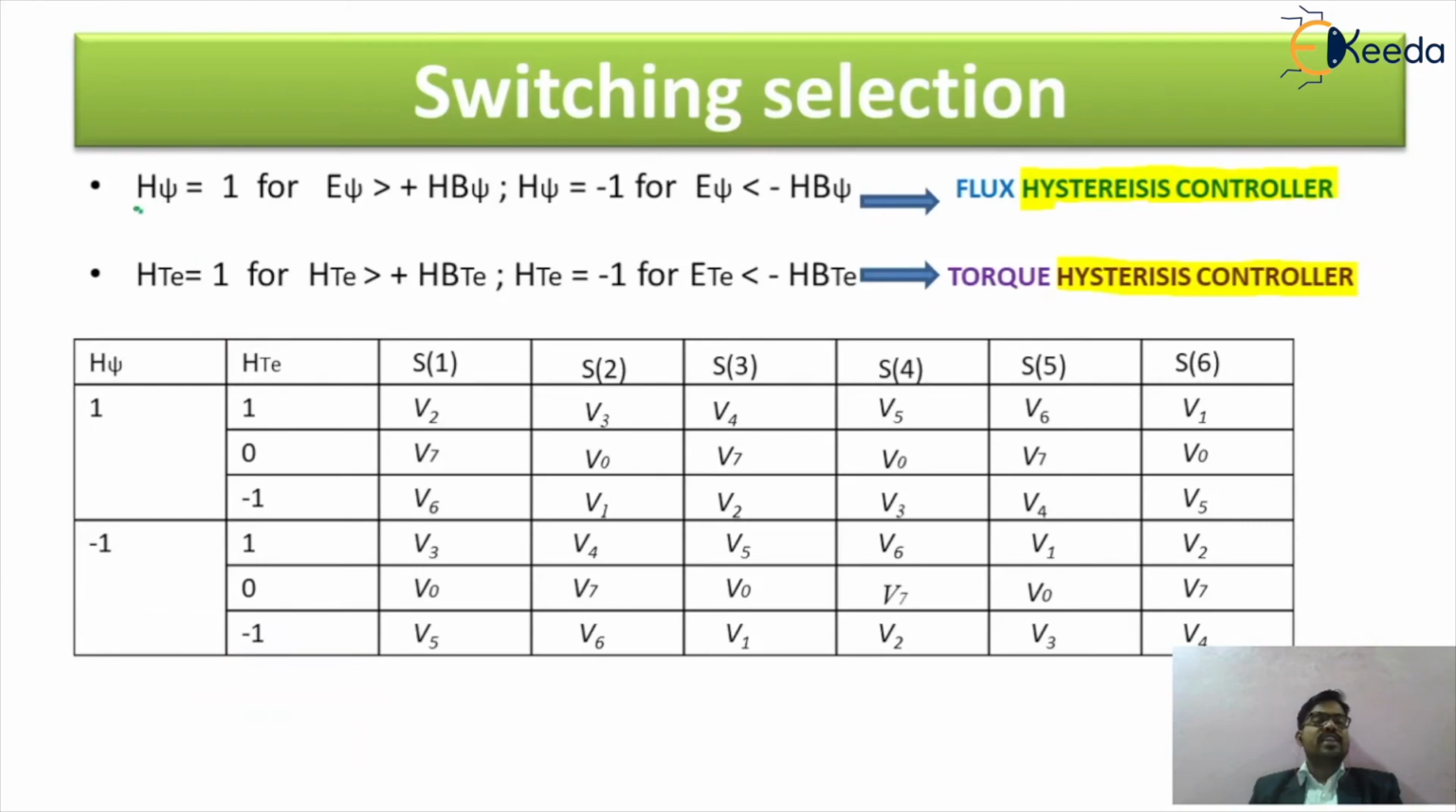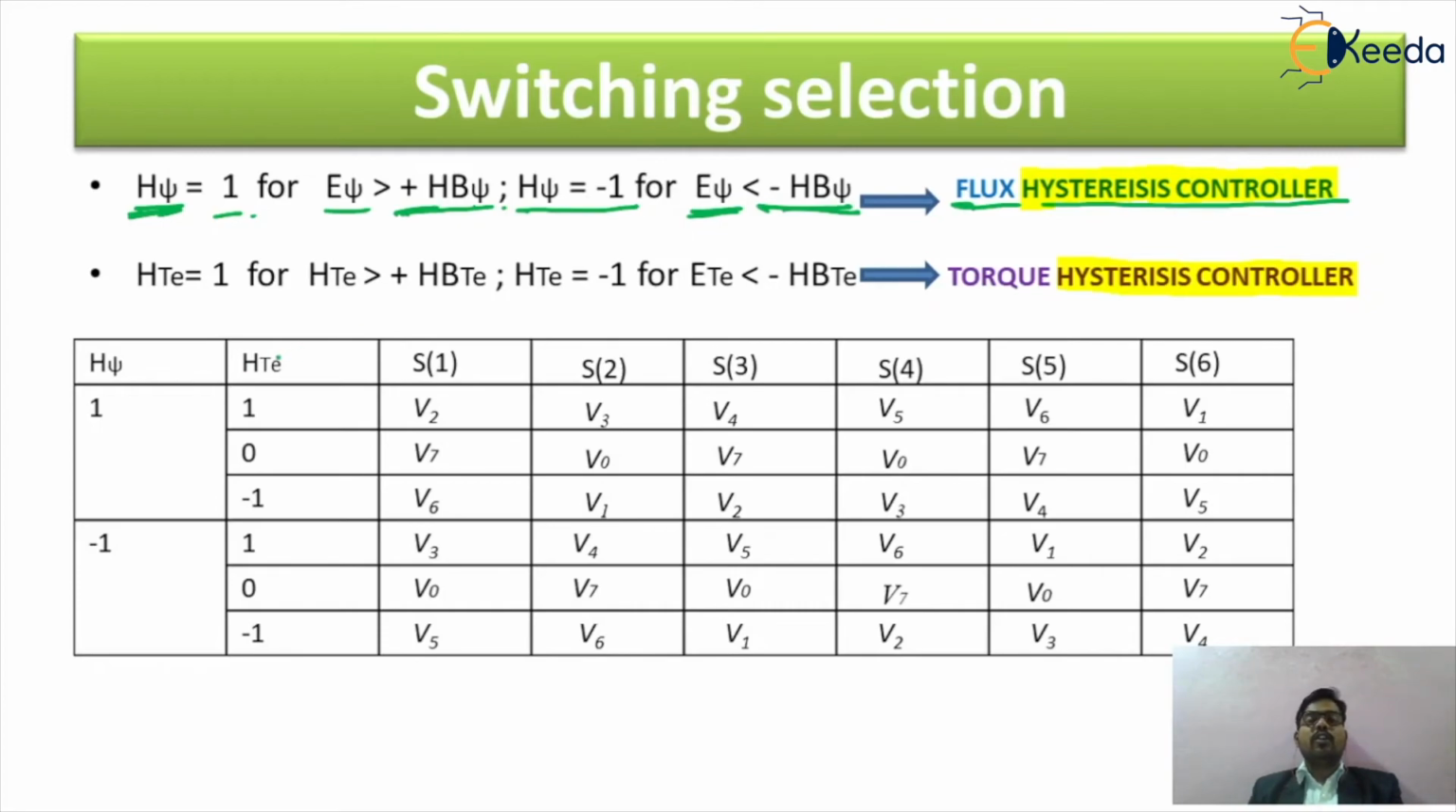So Hψ is basically the hysteresis component of your flux. When Eψ is greater than the positive value of Hbψ, then Hψ is equal to 1. When Hψ is equal to -1, at that time the value of your Eψ will be less than minus Hbψ. So this is basically for the flux hysteresis controller loop.